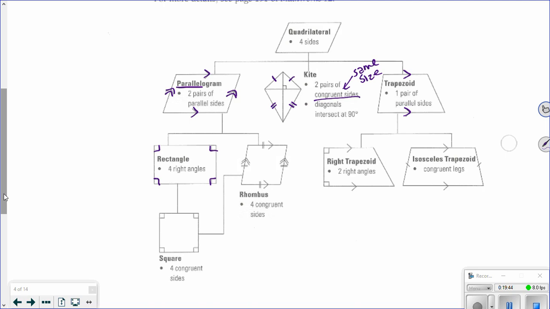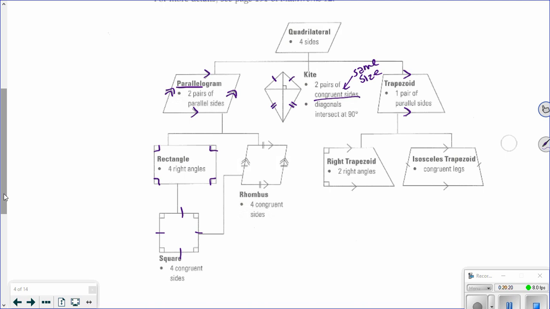Rectangles can also be turned into squares. Squares are four right angles and four congruent sides. So all of these side lengths are the same size. If we slightly squish a square, we get a rhombus. A rhombus has 4 congruent sides, so they're all the same size. They're just not 90-degree corners anymore. So rectangle, square, you should be very familiar with. A rhombus is just a squished square. All the sides are the same length, but now we don't have those 90-degree angles.